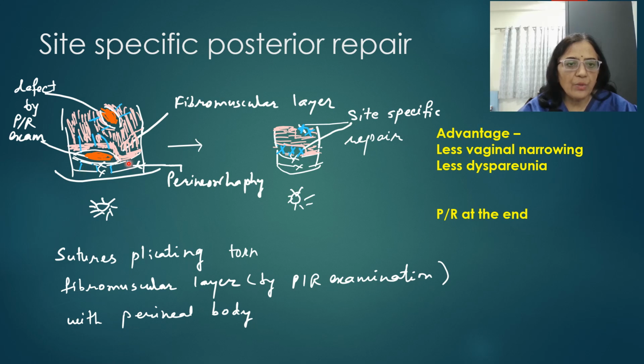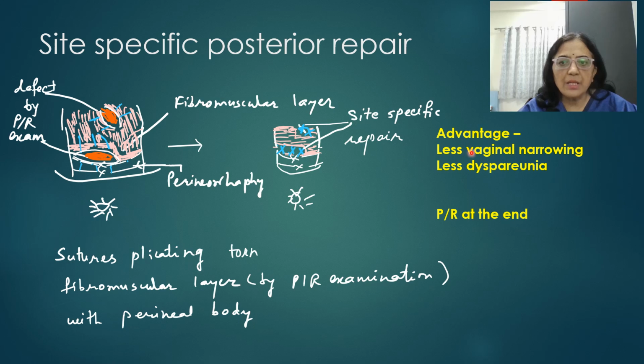This is the site of perineorrhaphy. So we will be taking some sutures here and we will be taking 1 or 2 sutures there. The number of sutures is less. This will be the final picture. Site specific. Why is it site specific? We are identifying the weak site by doing a per rectal examination, and only at that site we are suturing the fibromuscular layer of the posterior vaginal wall.